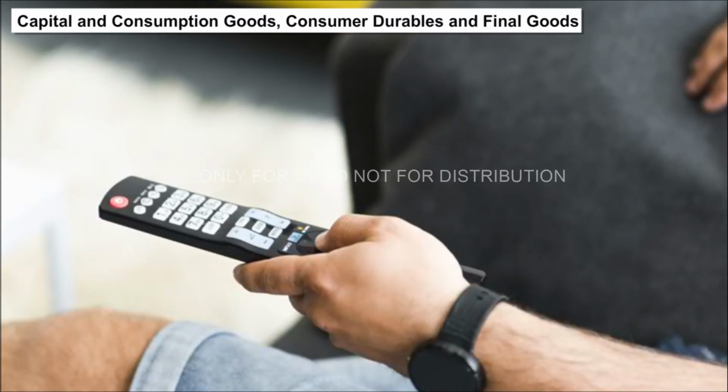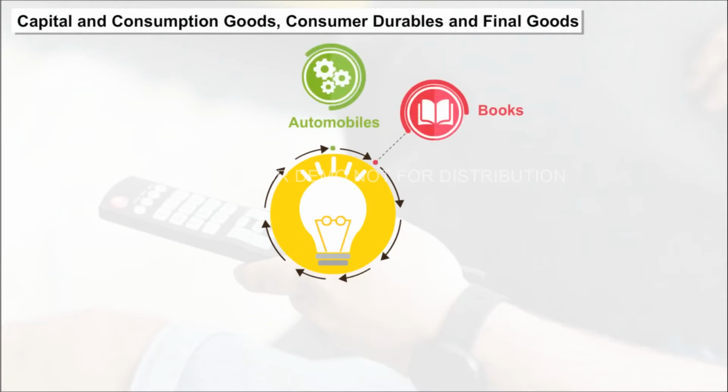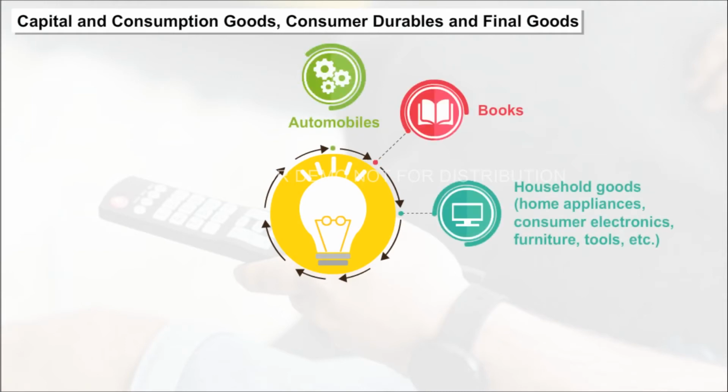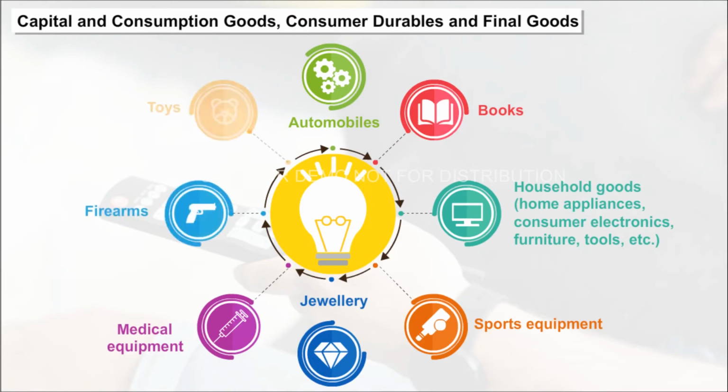Examples of consumer durable goods include automobiles, books, household goods, home appliances, consumer electronics, furniture, tools, etc., sports equipment, jewelry, medical equipment, firearms, and toys.